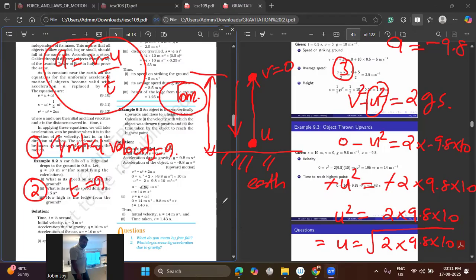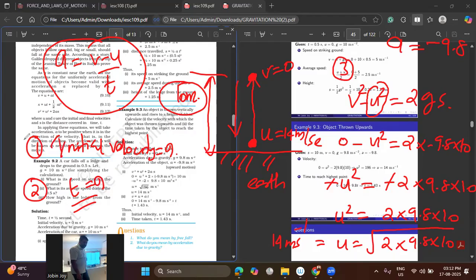So the initial velocity u is equal to 14 m s raised to minus 1. That means you are throwing this object with a speed of 14 meter per second, and it reaches this point. And then next, you have to calculate the time. What is the time taken by the object to reach the highest point?